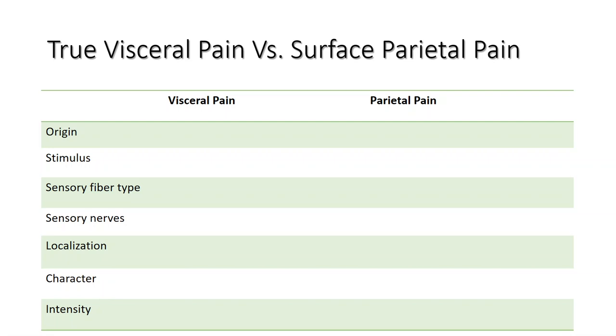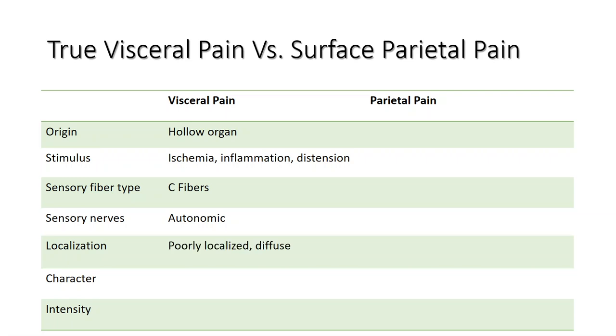The visceral pain originates within the hollow organs or viscera due to local inflammation, ischemia, or distension. This pain sensation is carried by unmyelinated slow conducting type C fibers and reaches the spinal cord through the autonomic nerves. True visceral pain is diffused over a large area of the abdominal or thoracic cavity and is not well localized. This pain has a dull and aching character and usually its intensity is mild to moderate.